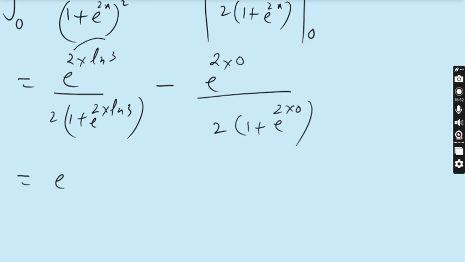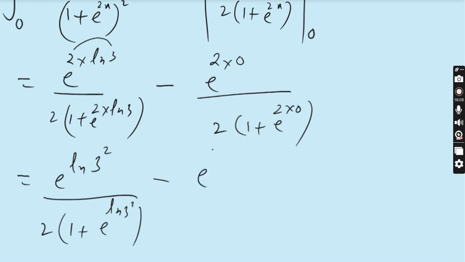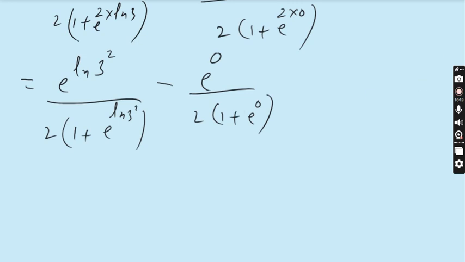This 2 must be the power of 3. This is the rule of logarithm. 2 into 1 plus, similarly e power ln 3 square. Minus e power 2 into 0, that is 0, upon 2 into 1 plus e power 2 into 0. Simplify it. You know, ln and e cancel each other. 3 square is 9 upon 2 into 1 plus 9.